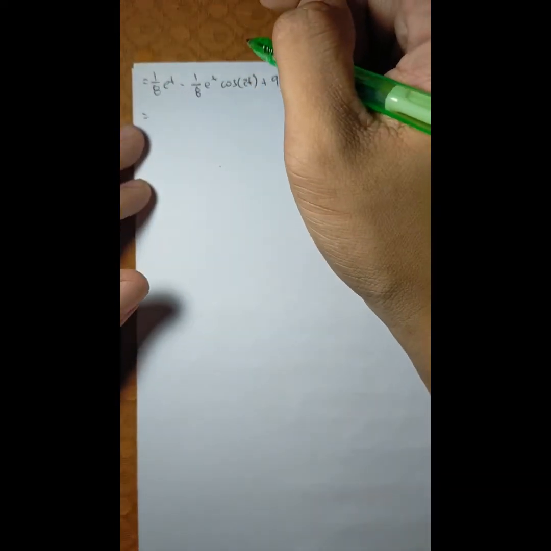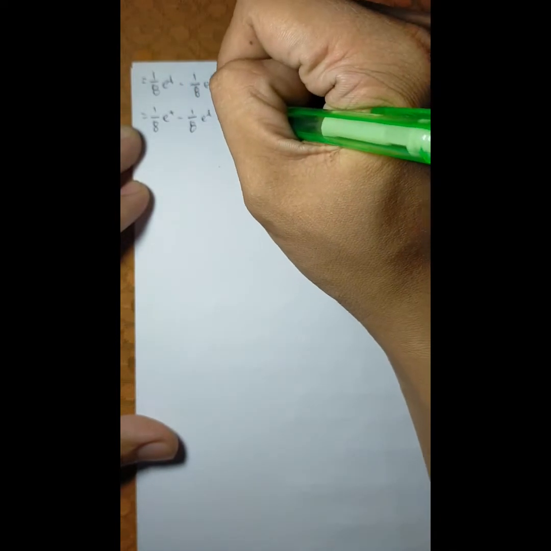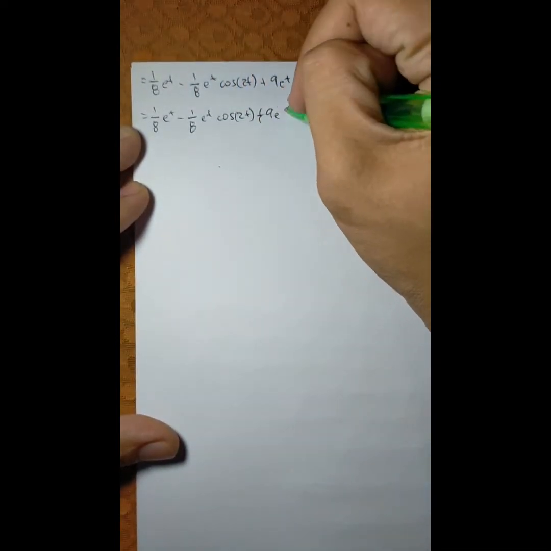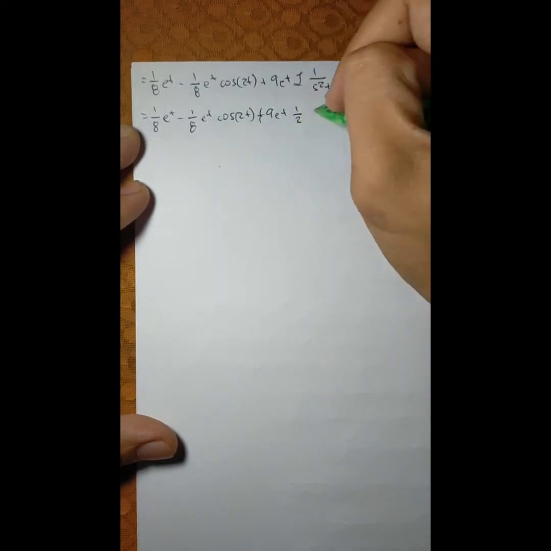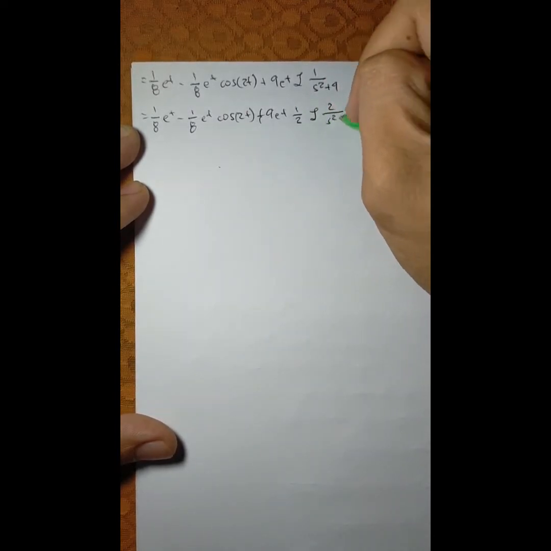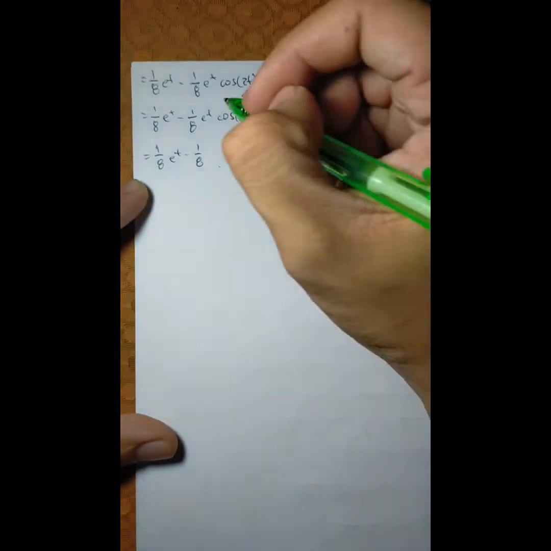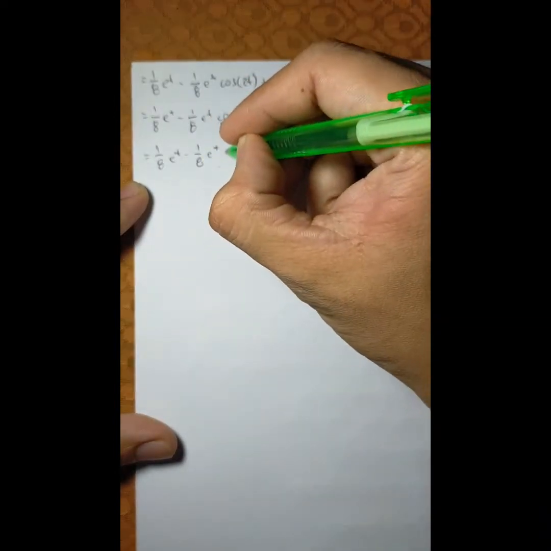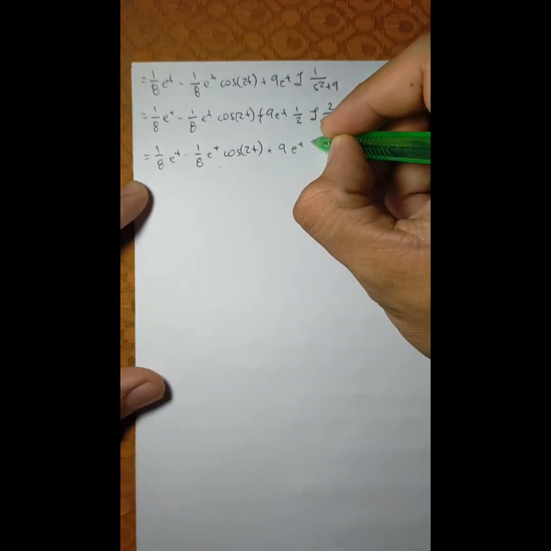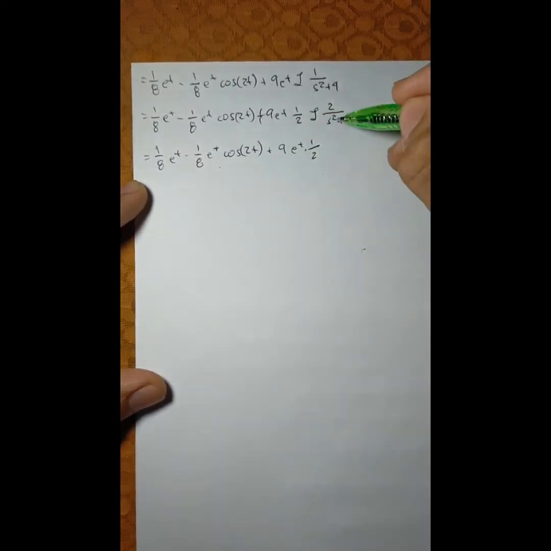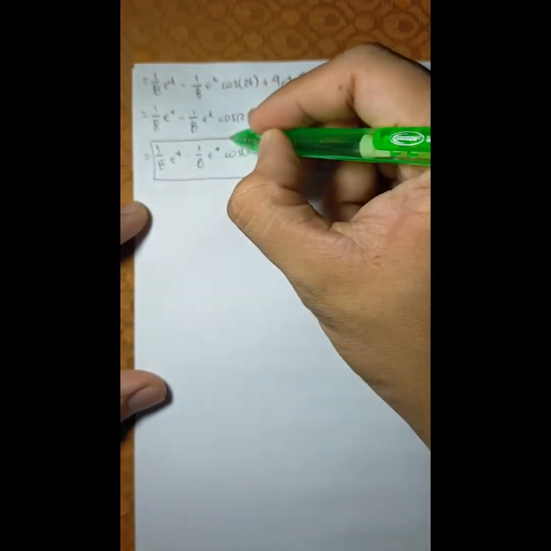So this can be equal to 1/8 e raised to t minus 1/8 e raised to negative t cosine 2t plus 9 e raised to negative t, and we will multiply by 1/2 so that we have inverse Laplace of 2 all over s squared plus 4, which can be equal to 1/8 e raised to t minus 1/8 e raised to negative t cosine of 2t plus 9 e raised to negative t times 1/2, and this is equal to sine of 2t. So this is our final answer.